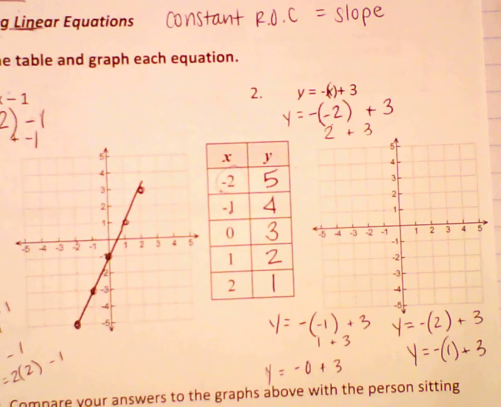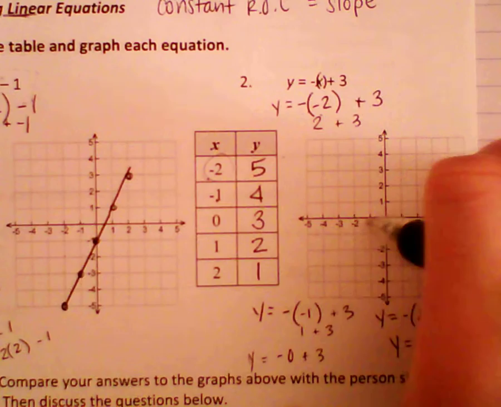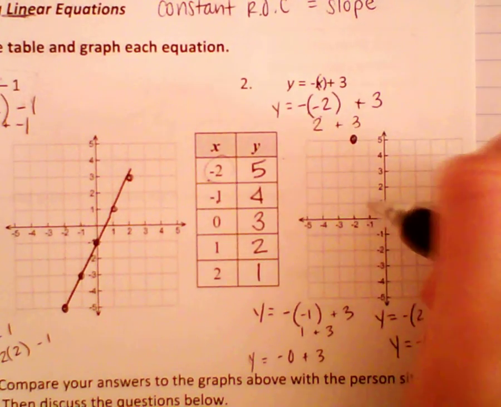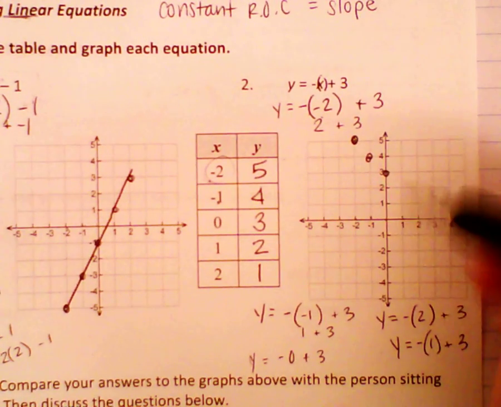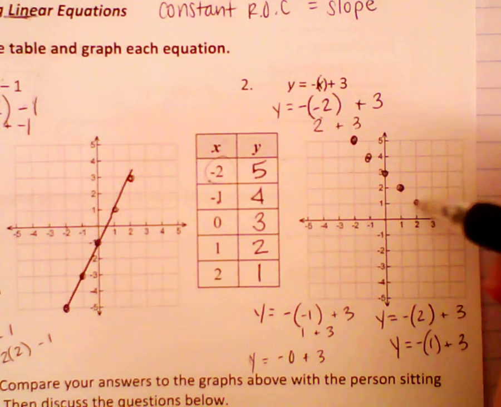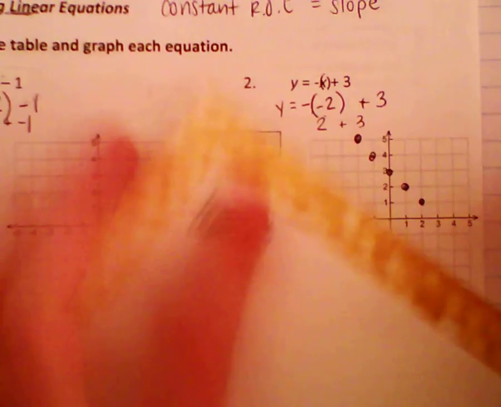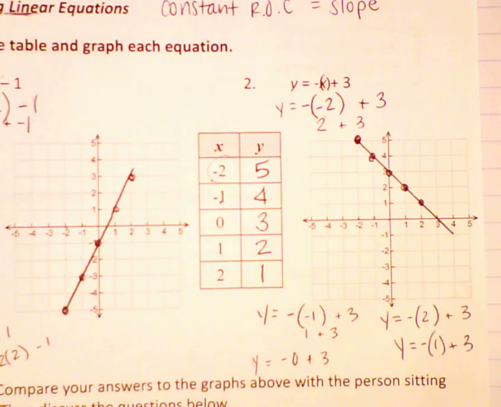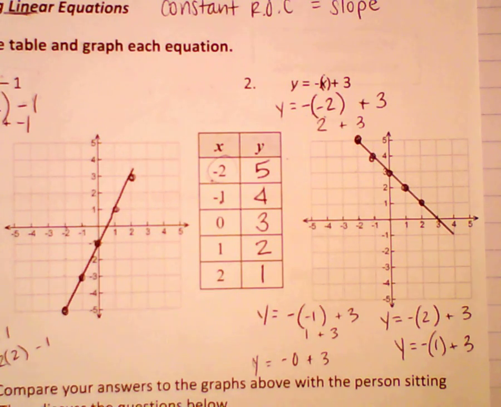Alright, so now I have my ordered pairs, my x, y's, and I am going to graph them. -2, 5. -1, 4. 0, 3. 1, 2. 2, 1. We take our handy dandy straight edge and we connect our dots. Now I know a line means that it's going to go on forever, so realistically I could extend it on either side. Alright, so we just took an equation and we graphed it.